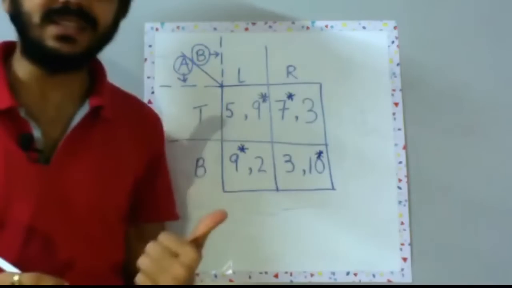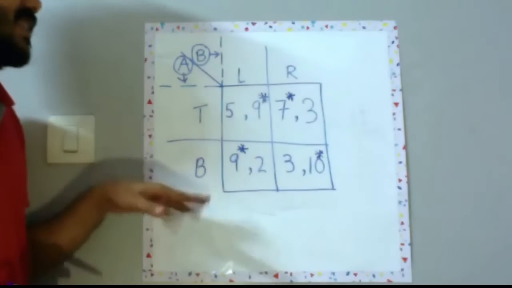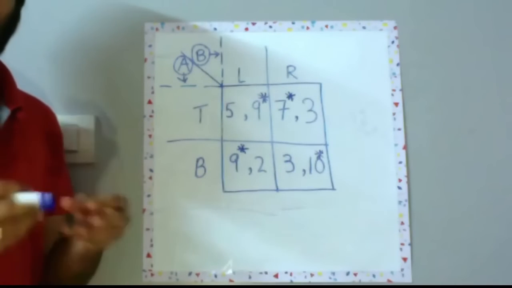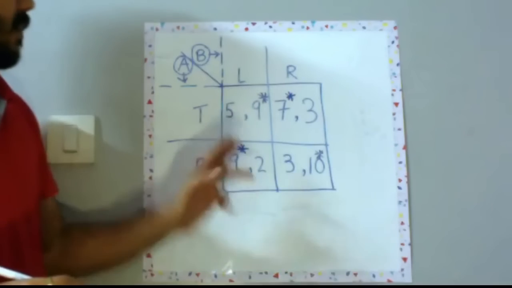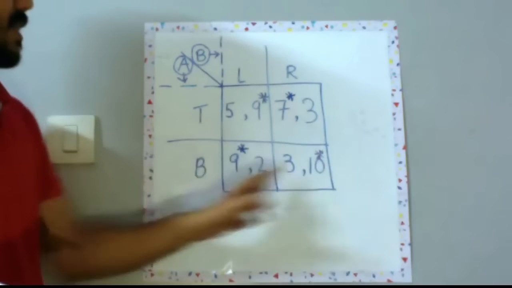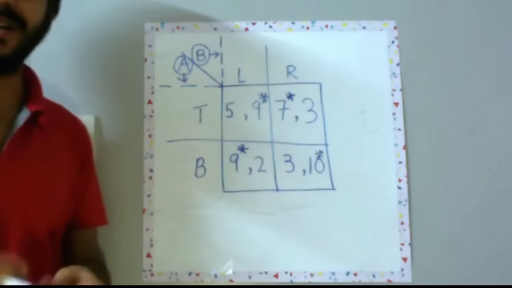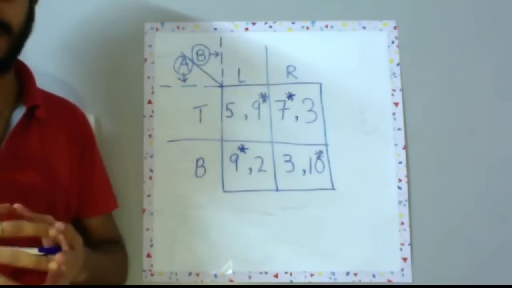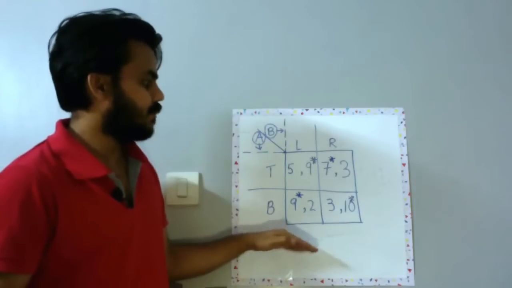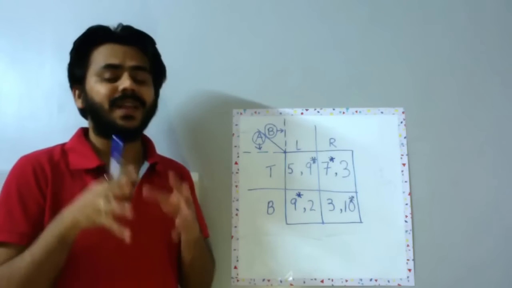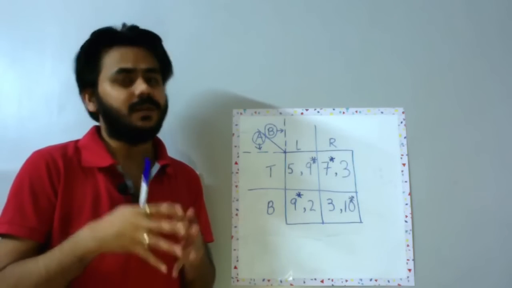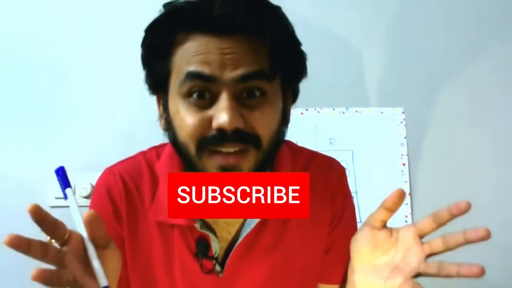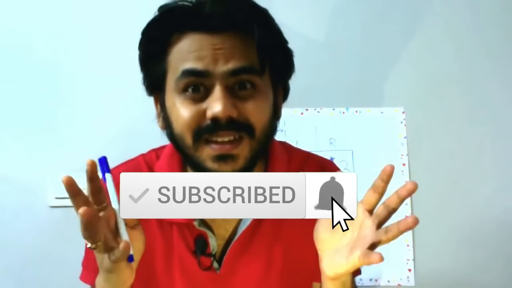And as you can see over here, there is no cell in this payoff matrix where you have a double star. And when you do not have a double star in any payoff matrix, how can you conclude that we have a Nash equilibrium? So in this particular game, we do not have the kind of Nash equilibrium we were discussing. Now, what exactly is the kind of Nash equilibrium we were discussing?